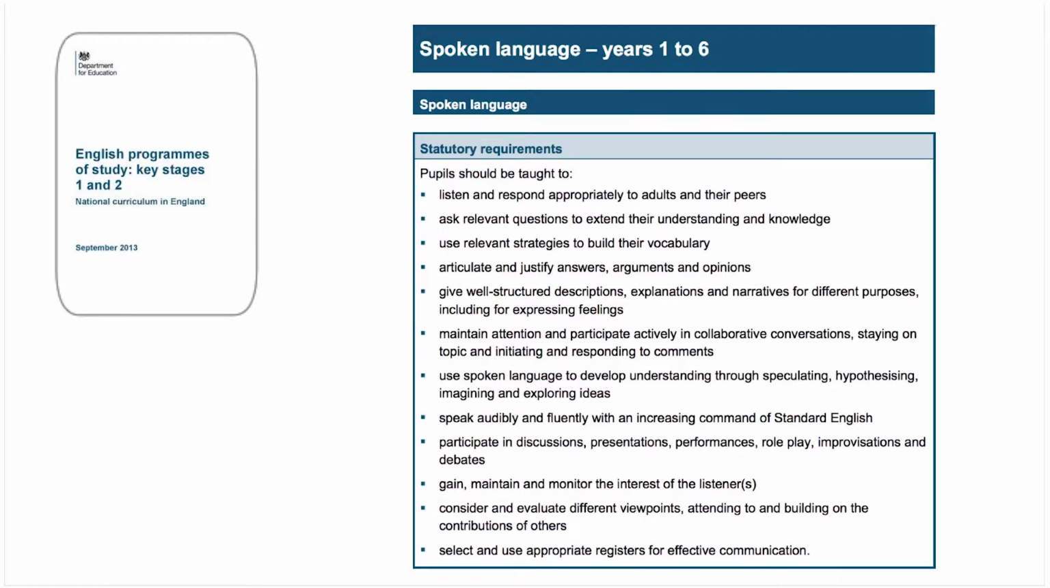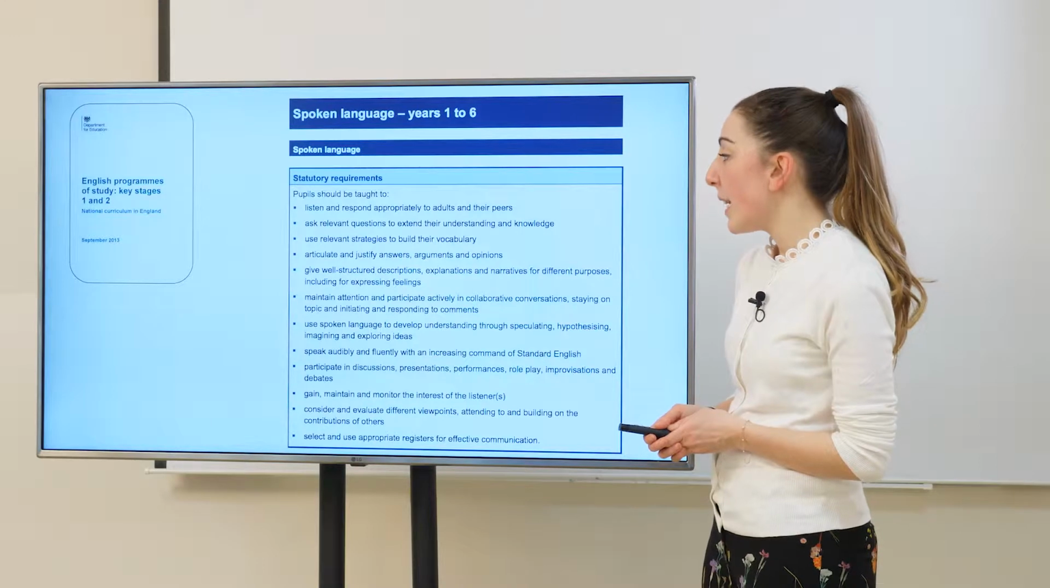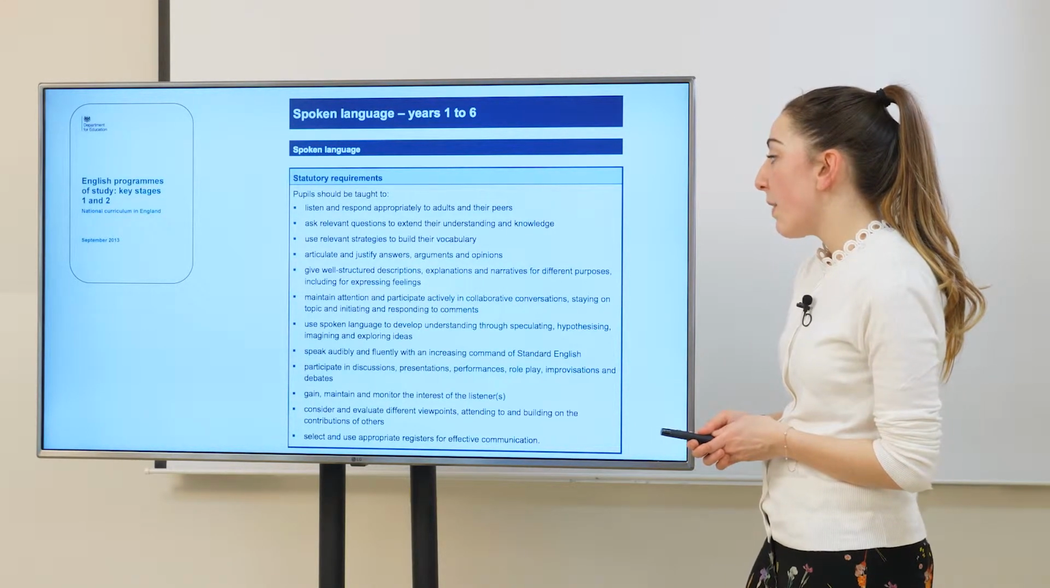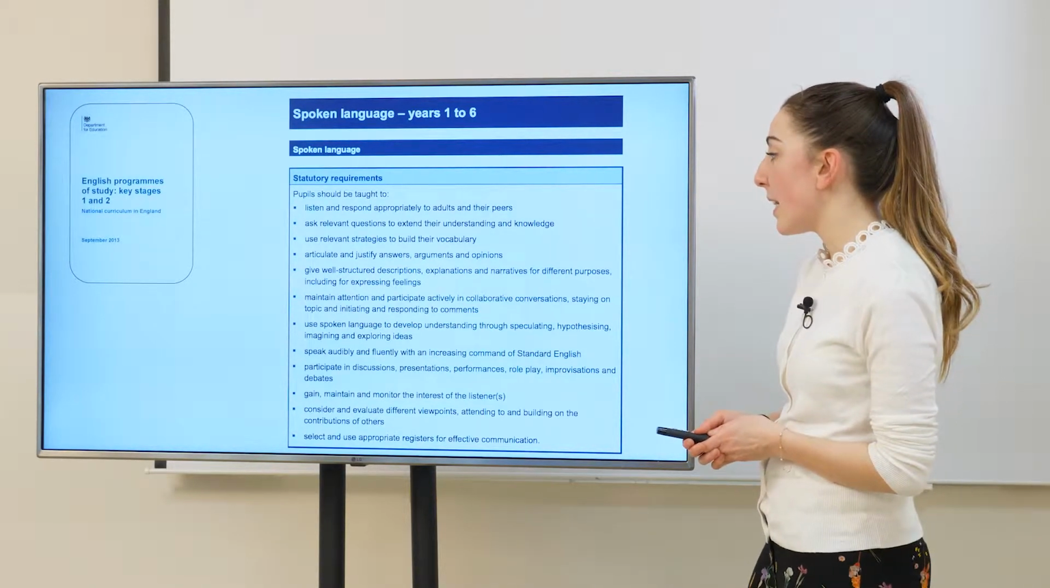Here are some of the objectives. Children should be able to listen and respond appropriately to adults and peers. Ask relevant questions to extend their knowledge and understanding. Use relevant strategies to build their vocabulary. Articulate and justify answers, arguments and opinions. Give well-structured descriptions, explanations and narratives for different purposes. Maintain attention and participate actively. Use spoken language to develop understanding through speculating, hypothesizing, imagining and exploring ideas.